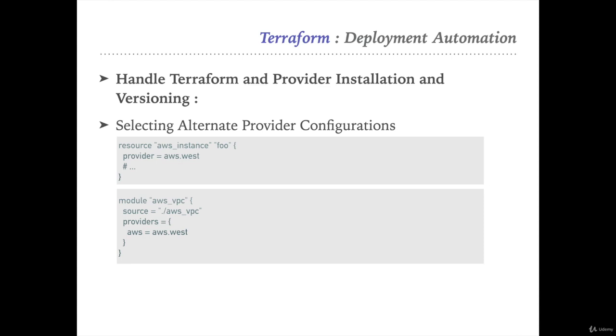If you are going to use the alias in a module, then you can use it like this. We will define the module, we will define the source, and we will define the provider: AWS equals AWS.West. Here the first AWS is the name of the provider, and the second, AWS.West, is the alias.